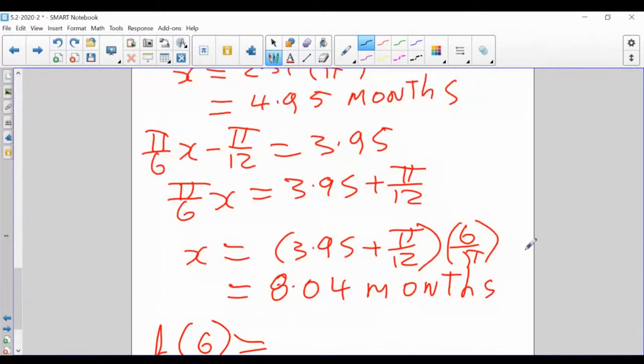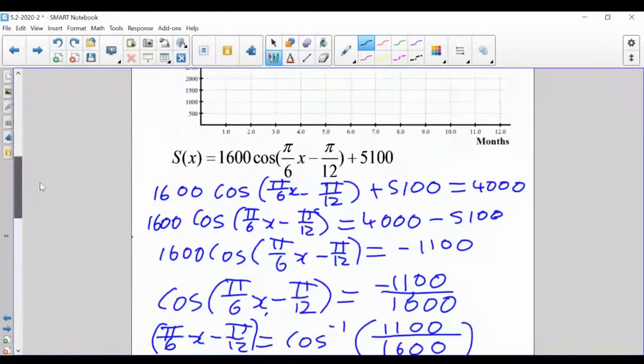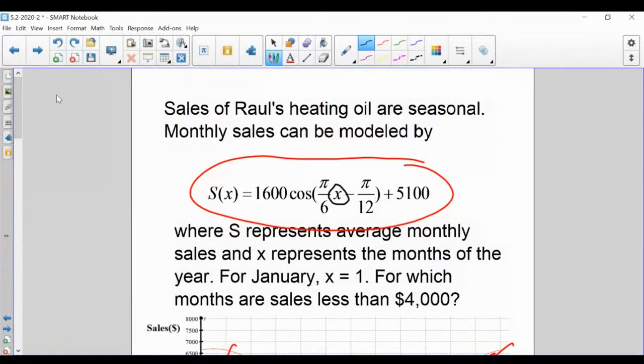Now, I'll go back up and show you the function again. Please go ahead and tell us what the result of that calculation is. So 1600 times the cosine of pi over 6 times 6, minus pi over 12, plus 5100. We'll give you a couple of seconds to get that done. Everybody else should be doing this for themselves. I always encourage you to make sure that you're using your own calculator to do the exact same thing I'm asking somebody to do so that they know how to do this on their own.